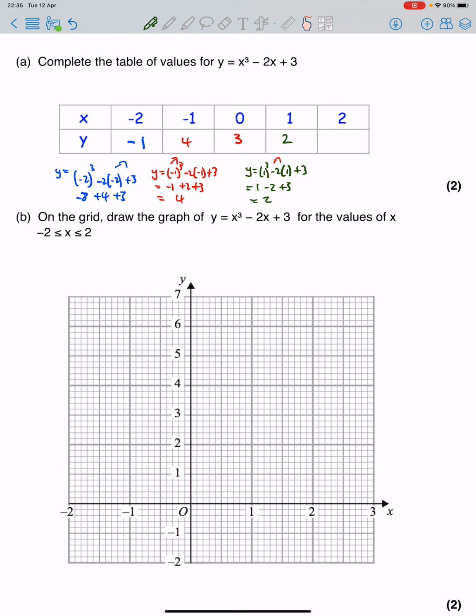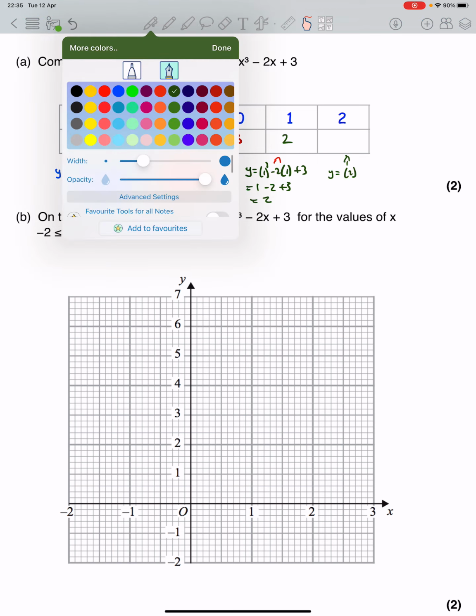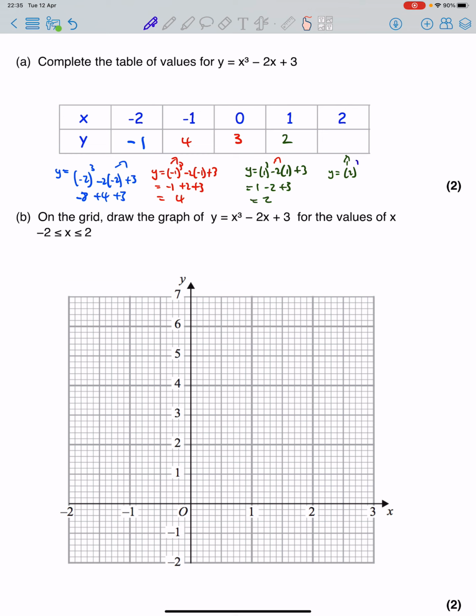Okay, and then next we've got when x is equal to 2. Let's change colors. y is equal to 2 cubed minus 2 lots of 2 plus 3. So y is equal to 8 minus 4 plus 3. That's going to be 8 plus 3 is 11, take away 4 is 7. So that's 7.